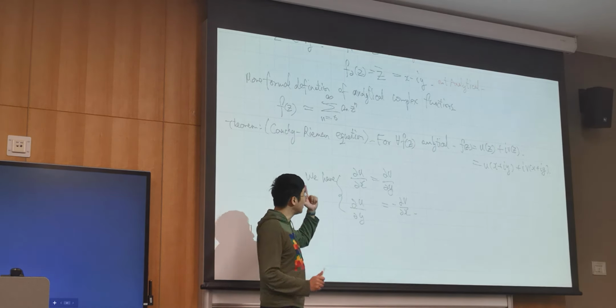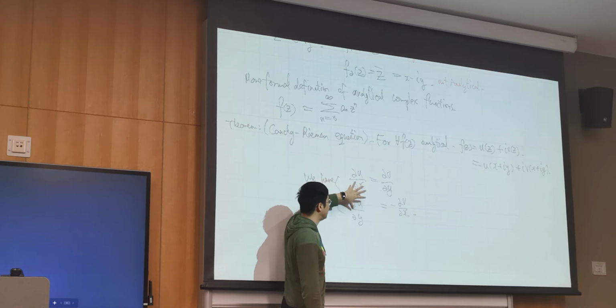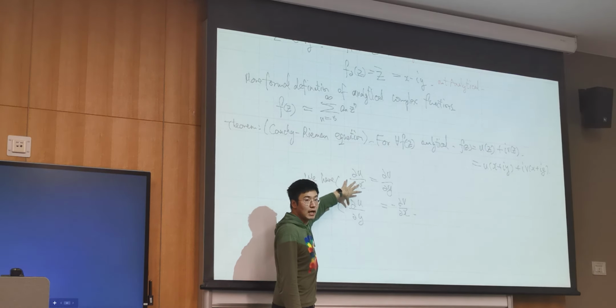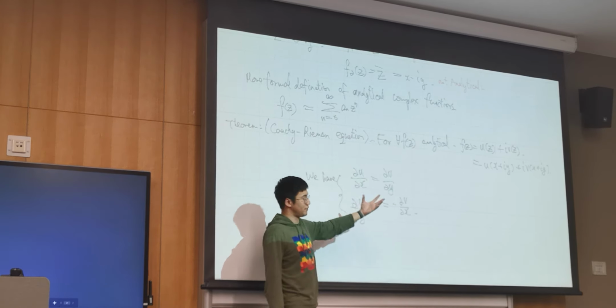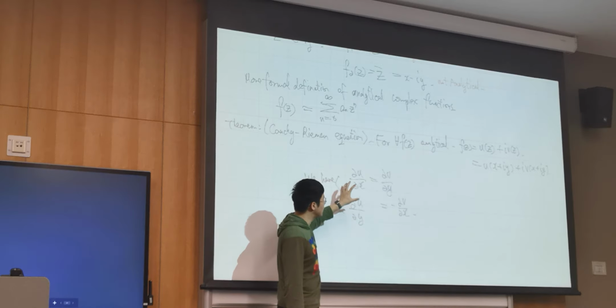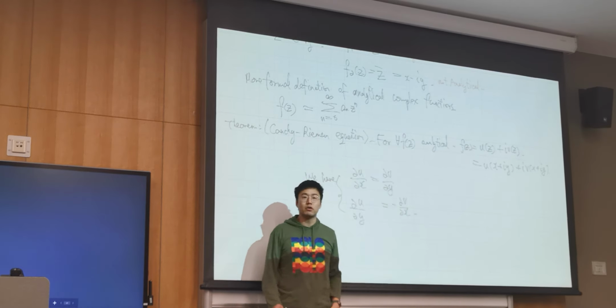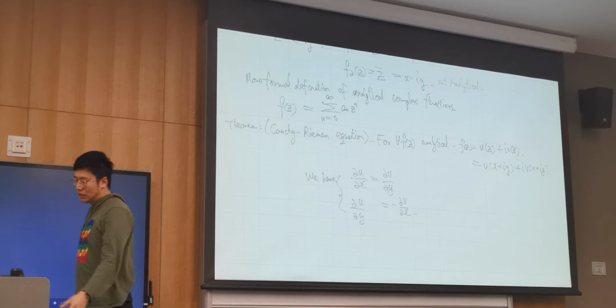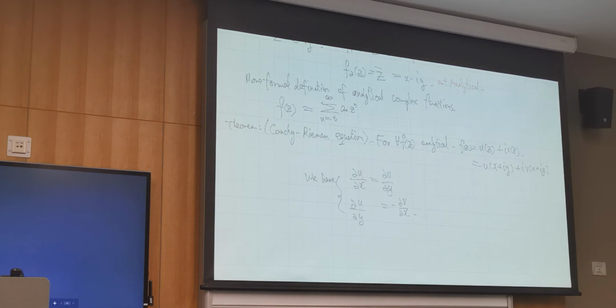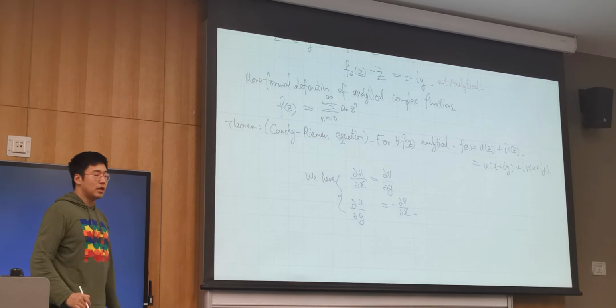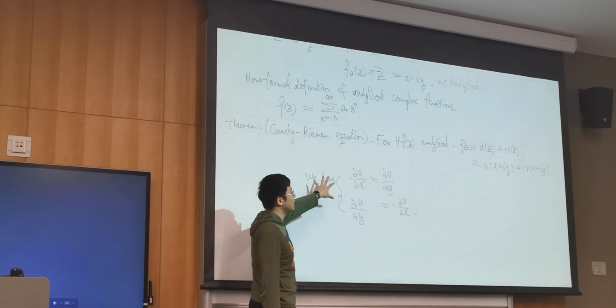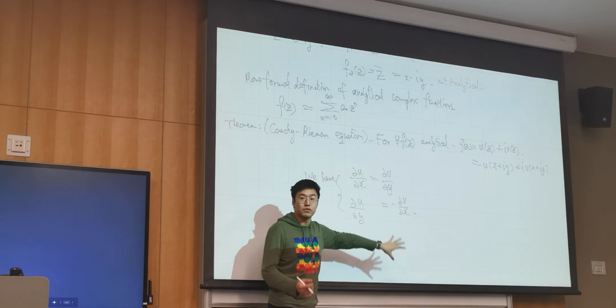Which means that if I have an analytical function, then the Cauchy-Riemann equation has to be satisfied. And for any complex function satisfying these two equations, we can prove that it's automatically an analytical function. But my point is that here, this is again partial differential equations.